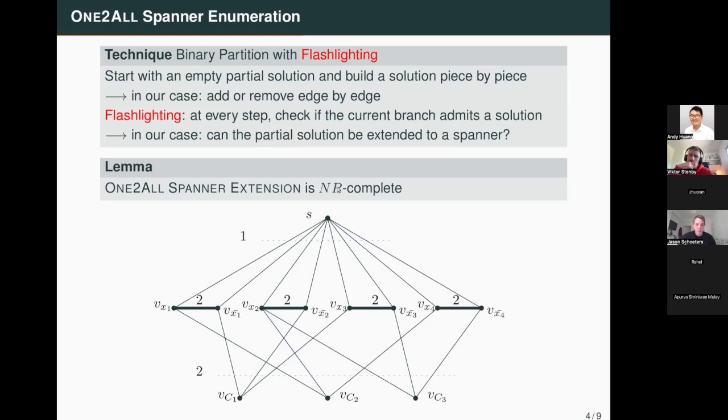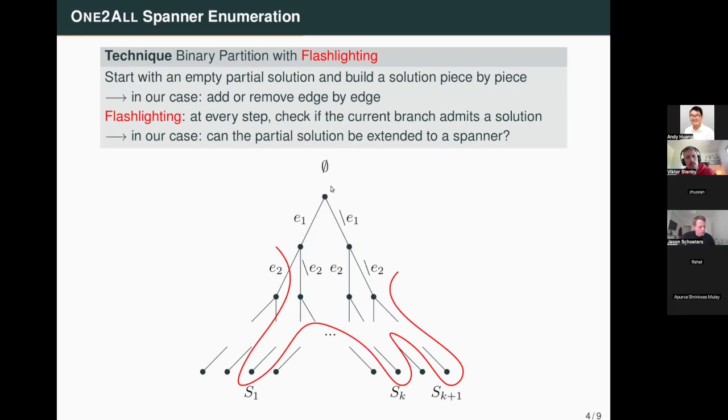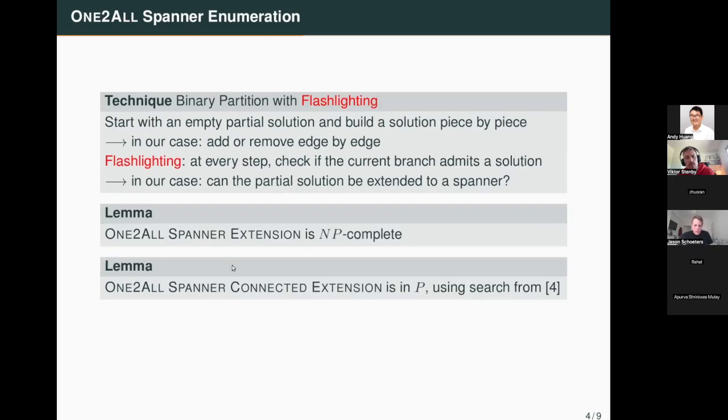So we show that this is NP-complete, which is bad, because that means we cannot use this as a little check for our flashlight algorithm. But one little thing with regards to this partition tree is that we didn't talk about the order of edges. These are just any arbitrary order, E1, E2, E3. Whereas if we now want the solution to be extended in a way that it remains connected, then we have this new sort of extension problem, which is called connected extension. And in this case, we actually show that it's in P, so that it's tractable.